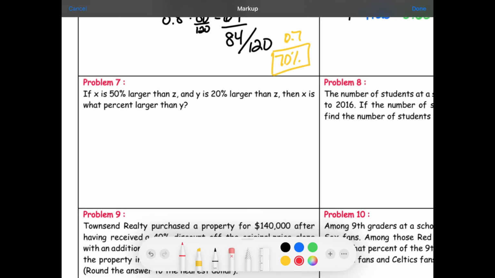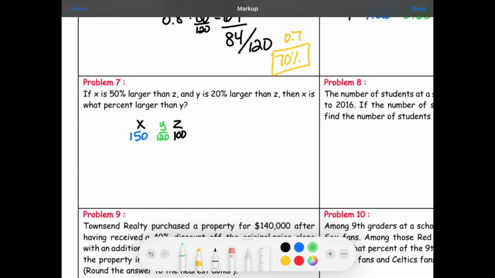If x is 50% larger than z and y is 20% larger than z, then x is what percent larger than y? I would probably just throw in some fake numbers here. Like z, let's just call it 100, right? Because that's easy. 50% larger than that. 50% of 100 is 50 plus the 100, so x would be like 150. And y is 20% larger than z, so 20% of 100 is 20, plus the 100 would be 120.